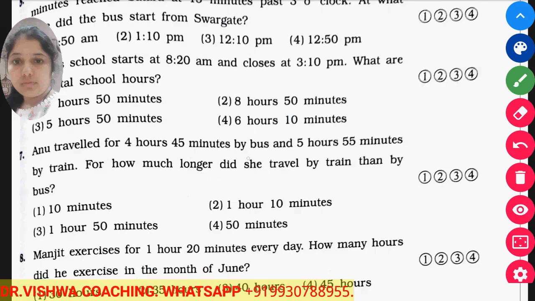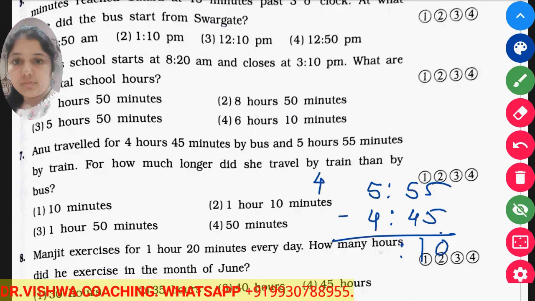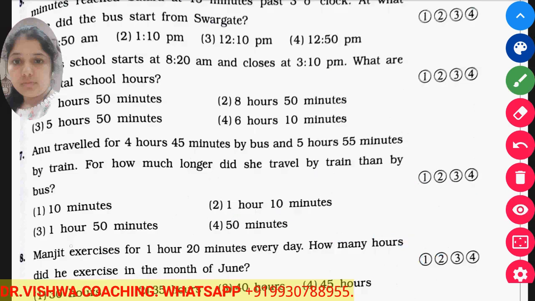Amu traveled 4 hours 45 minutes by bus and 5 hours 55 minutes by train. How much longer did she travel by train than by bus? Again you have to subtract. Subtract 4 hours 45 minutes from 5 hours 55 minutes. Now here there is no need to borrow, so directly you can subtract. 5 minus 5 is 0, 5 minus 4 is 1, so 10 minutes we get, and 5 minus 4 is 1 hour. So 1 hour 10 minutes more she traveled by train than the bus.